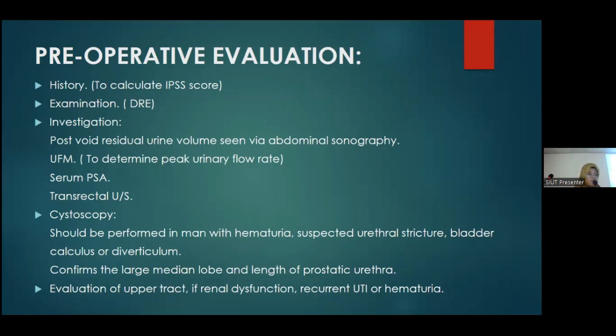Along with that, some of the investigations done in the outpatient clinic include post-void residual urine volume seen by abdominal ultrasound, uroflowmetry, serum PSA levels, and transrectal ultrasound. Transrectal ultrasound is not always indicated, but it gives a rough estimation of the size of the prostate and the lobes of the prostate. Cystoscopy is indicated in patients with hematuria, suspected urethral strictures, bladder calculus, or diverticulum, so that the appropriate approach can be chosen for the open prostatectomy. It also confirms the presence of a large median lobe. Evaluation of the upper tract should be done if there is renal dysfunction, recurrent UTI, or hematuria present.